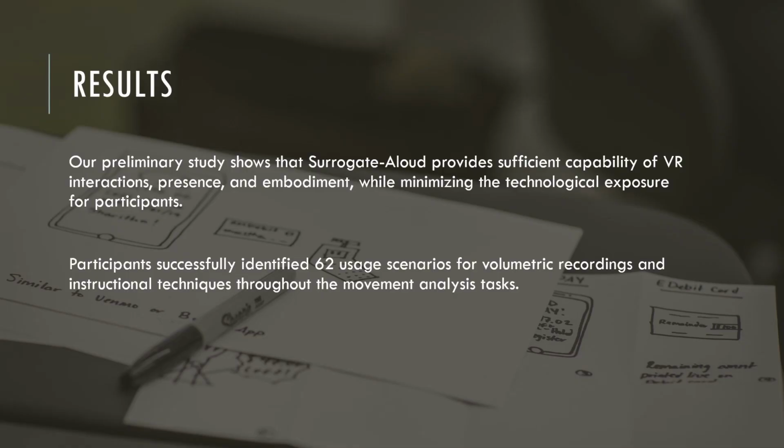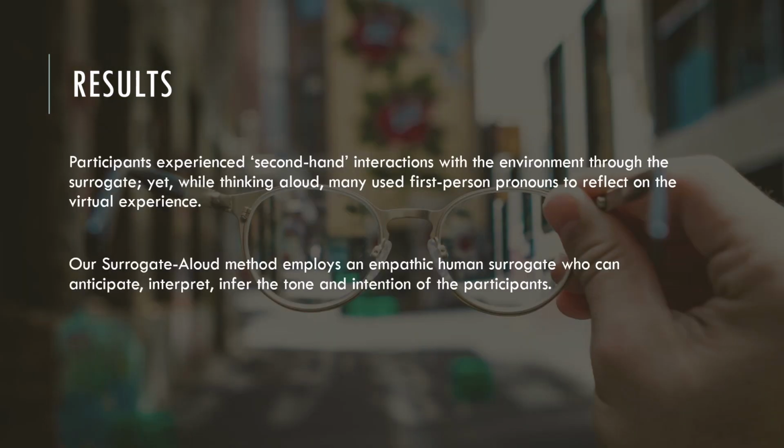Our results show Surrogate-Aloud provides sufficient capability of VR interactions, presence, and embodiment. Subjects were not exposed to any technological difficulties, however were able to highlight usability issues during surrogate control. From our test scenarios, our subjects identified 62 usage scenarios, supporting the ideation qualities of the method. Even though participants experienced second-hand interactions, they commonly used first-person pronouns to reflect their experiences. While being under the control of our remote participant, the VR surrogate is also human, allowing anticipation, interpretation, and intention of participants.